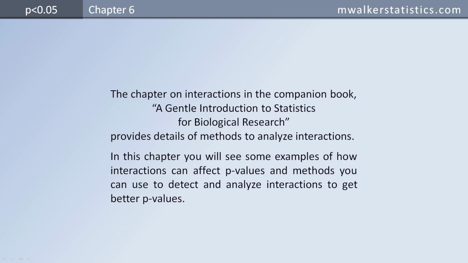The chapter on interactions in the companion book, A Gentle Introduction to Statistics for Biological Research, provides details of methods to analyze interactions. In this chapter, you will see some examples of how interactions can affect p-values and methods you can use to detect and analyze interactions to get better p-values.